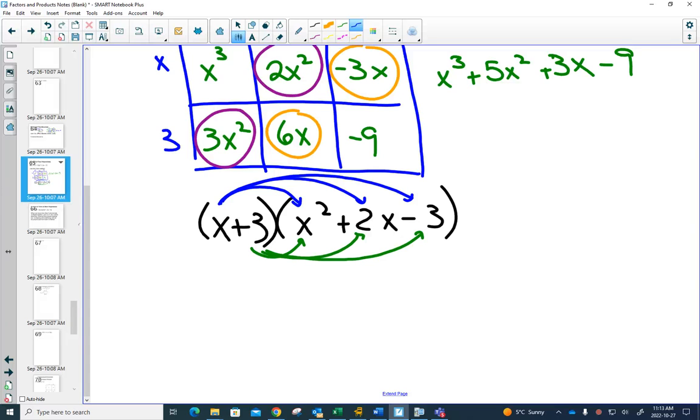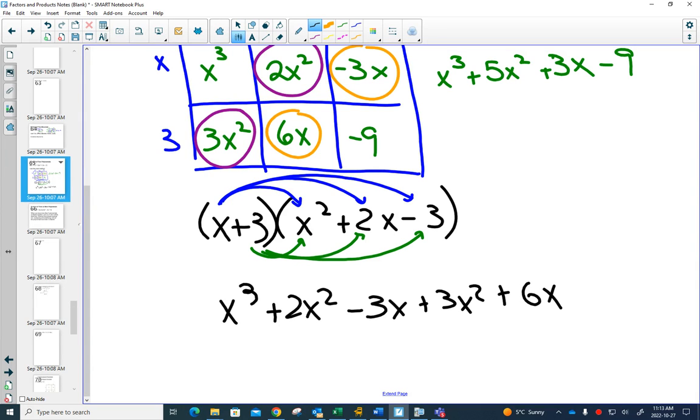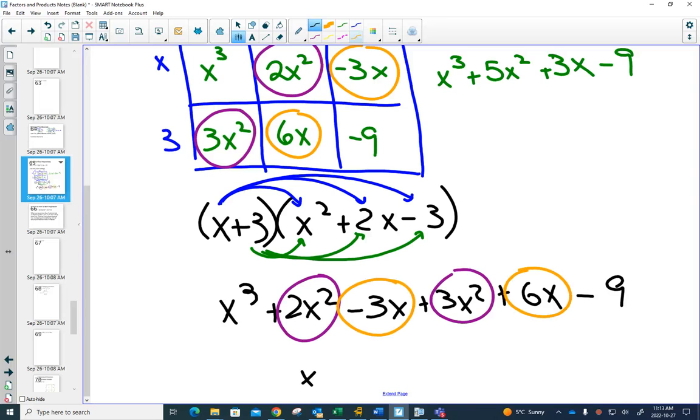Okay, so when I do that, now the problem with the, I'll call this the distribution method, is you have to remember where you were and not forget one. So your mind has to go, okay, X times X squared, that's X cubed. X times 2X, that's plus 2X squared. X times minus 3, minus 3X. And then I've done the blue ones, now I go plus 3X squared plus 6X minus 9. And then just like before, this one and this one are like terms. This one and this one are like terms. So I would get X cubed plus 5X squared plus 3X minus 9.